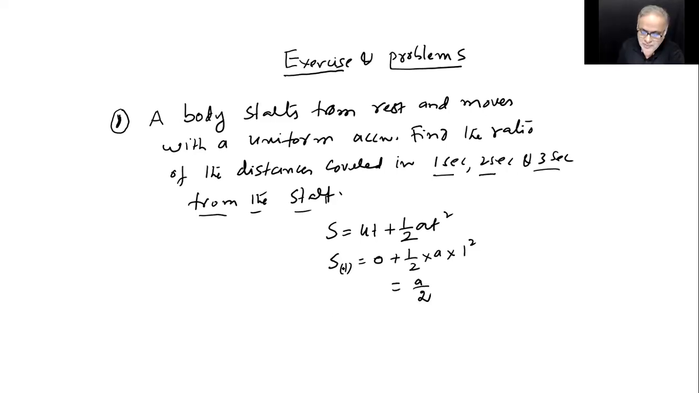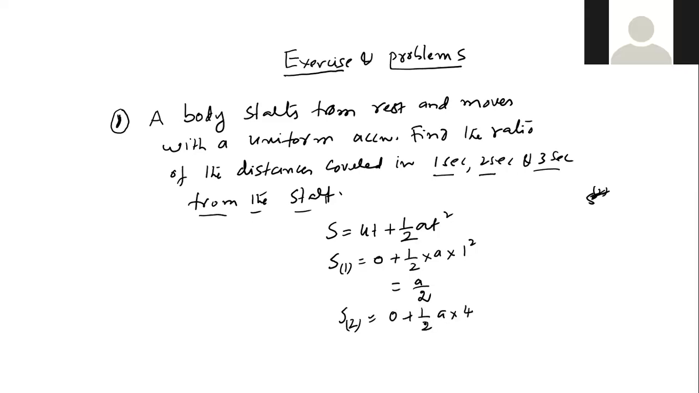Now see, actually when I put subscript, think it is "in", I mean, in 1 second. If you put superscript, think it is during that second. S2, if I put this way, you can think during the second. Otherwise, it is in 2 seconds, in 3 seconds, like that. S in 2 seconds will be how much? Zero plus half into four. 2A. Right. S in 3 seconds.